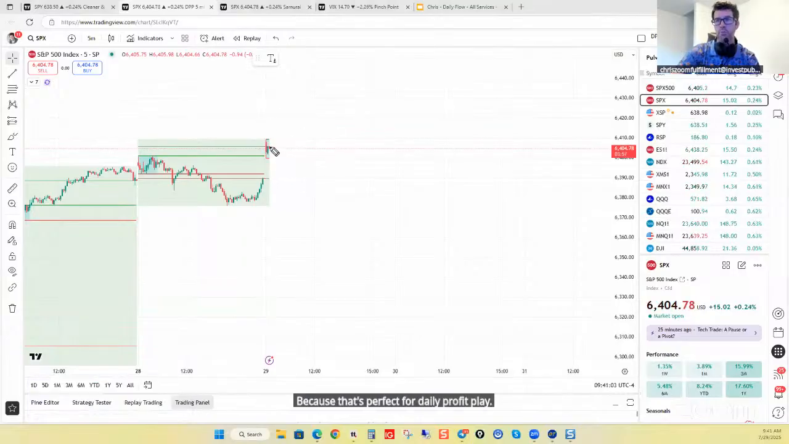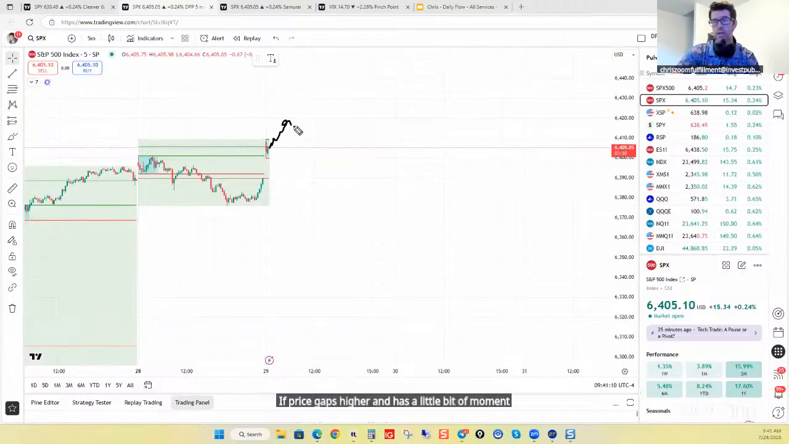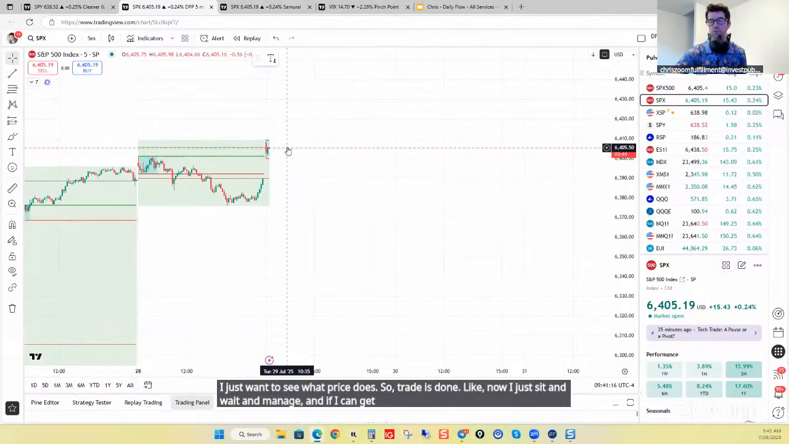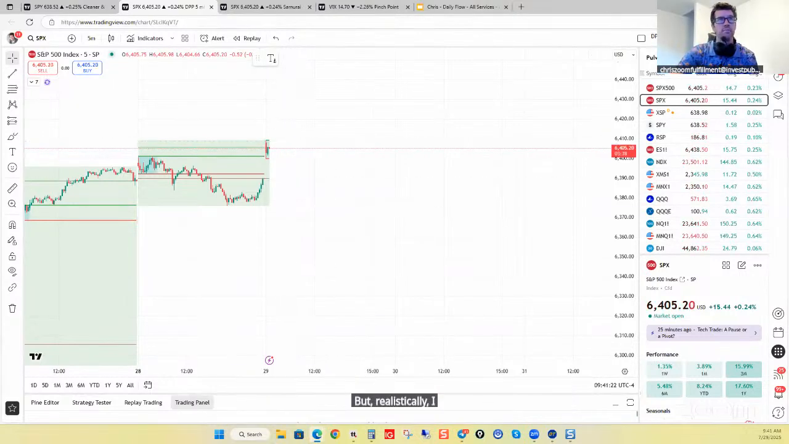If we gap higher in price, fall, and fill, then we'll watch. If price gaps higher and has a little bit of momentum higher, we'll watch. I just want to see what price does. So the trade is done. Now I just sit and wait and manage. And if I can get a good feel for where things are going for the day, then I can add more positions. But realistically, I'd like to see price just stay pretty choppy.